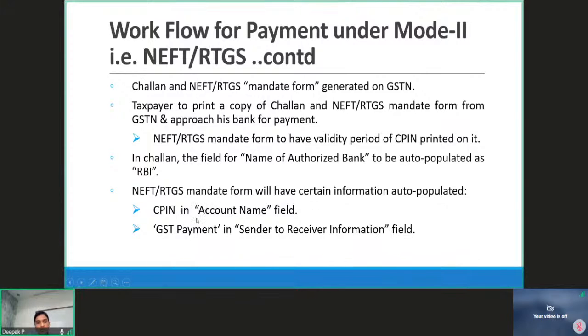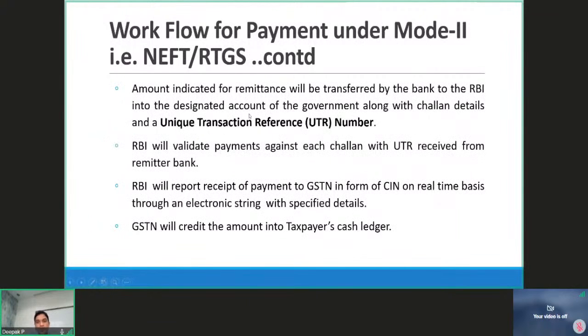Certain details are auto-populated, like CPIN in the account name field, and GSTIN and CPIN in the sender to receiver information field. So all this technical information will be auto-populated. The amount indicated for remittance will be transferred by the bank to the RBI through a UTR number. So this is a UTR, a normal unique transaction reference number, which, when you make any NEFT RTGS payment, the banker gives on successful validation. Similarly, here also you will get a unique transaction reference number.